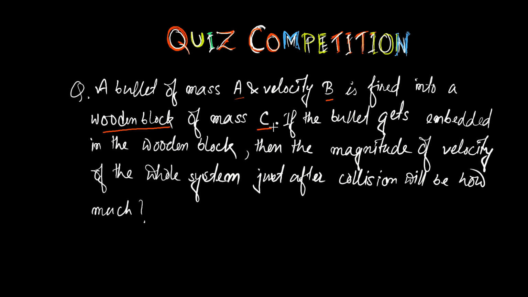That means we have a combination of a system. If the bullet gets embedded in the wooden block, embedded means it just enters the wooden block, then the magnitude of the velocity of the whole system just after collision will be how much? That means you have to calculate the magnitude of the velocity of the whole system after collision. I am just giving a hint: you have to use the concept of conservation of momentum. Then using that hint, try it by yourself and answer me in my comment section, as soon as possible.